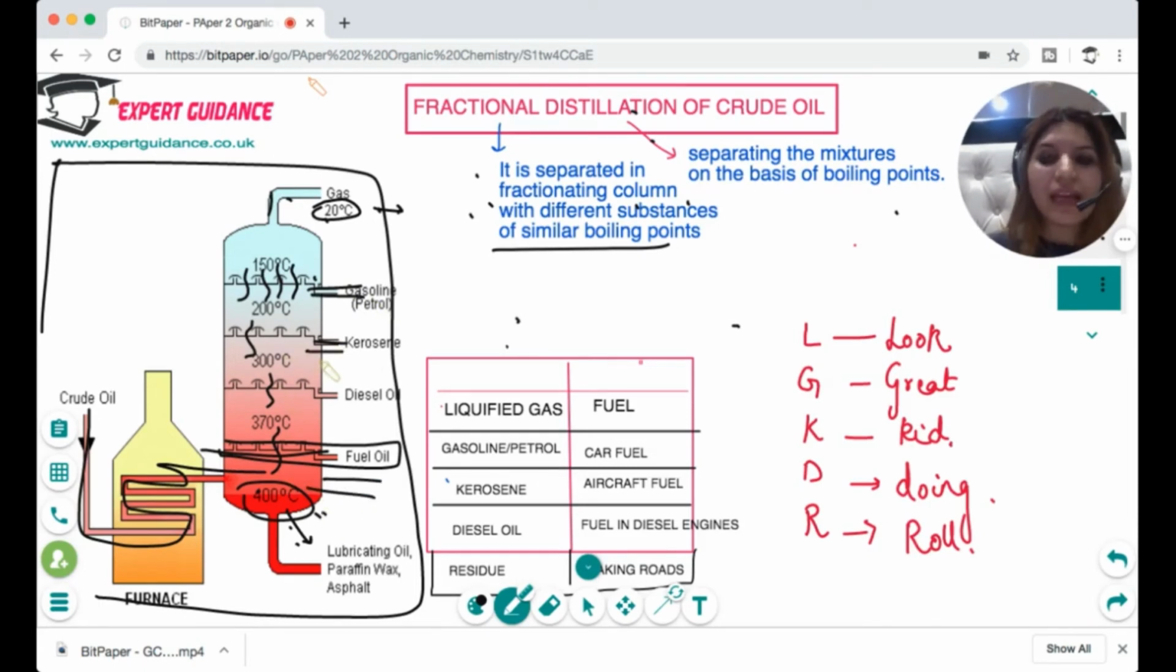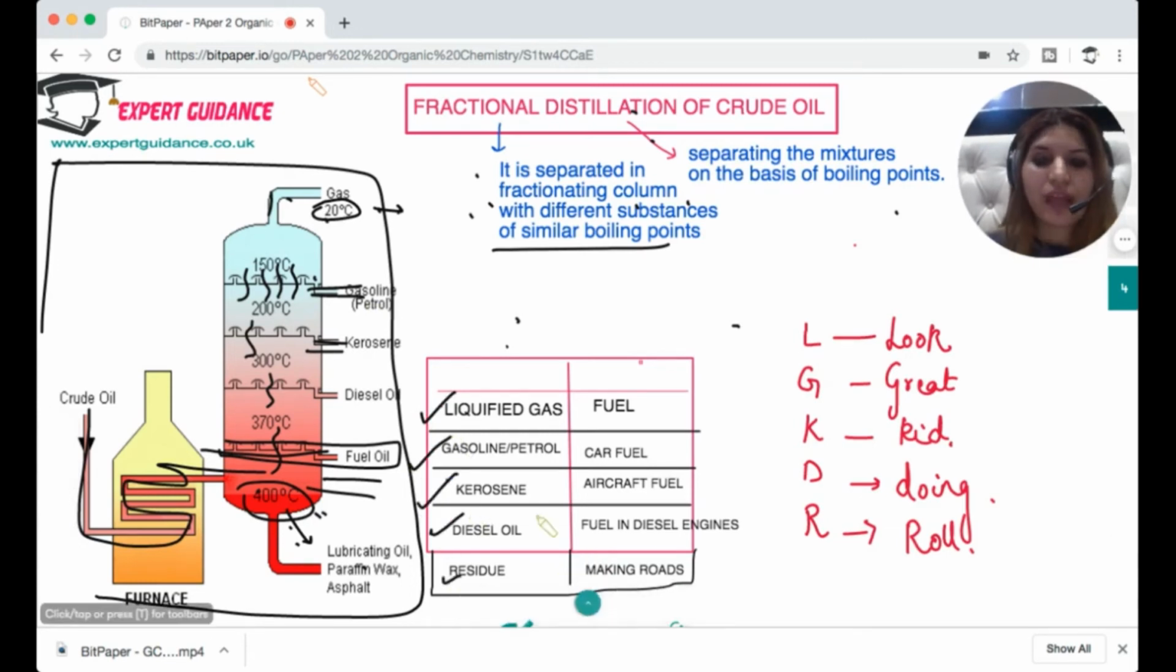Okay, now what are the different fractions? You need to remember these different fractions in order. So at the top, we get liquefied gas, then we get gasoline, then kerosene, diesel oil, and residue. The liquefied gas is used as a fuel. Gasoline or petrol is used for car fuels. Kerosene is used for aircraft fuels. The diesel oil is used in diesel engines, and residue is used for making roads.